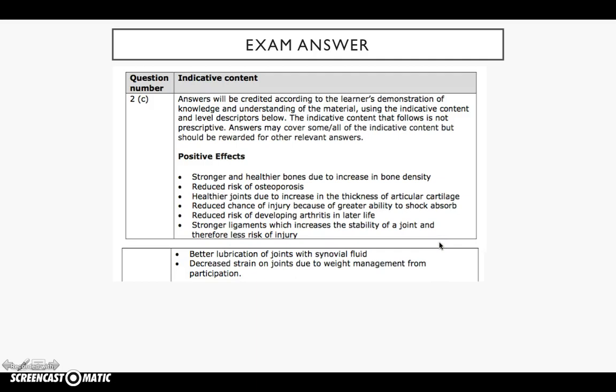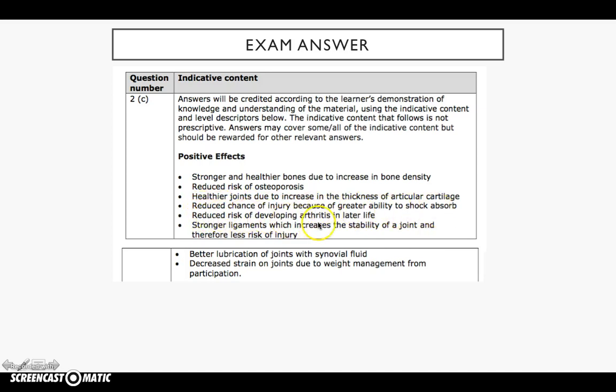Your answer. Strong and healthy bones due to an increase in bone density, reduced risk of osteoporosis. This is because we're getting an increase in mineral uptake, such as calcium, which makes our bones stronger, more dense. Healthier joints due to an increased thickness of the articular cartilage. Why are we getting that? Well, because we've got an increased production of synovial fluid. Synovial fluid nourishes articular or hyaline cartilage, which means we get a healthier joint. Reduced chance of injury because of greater ability to shock absorb.